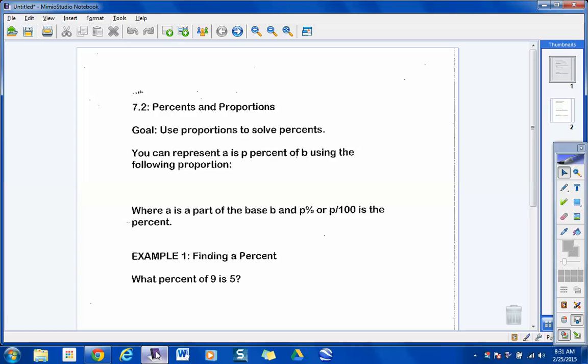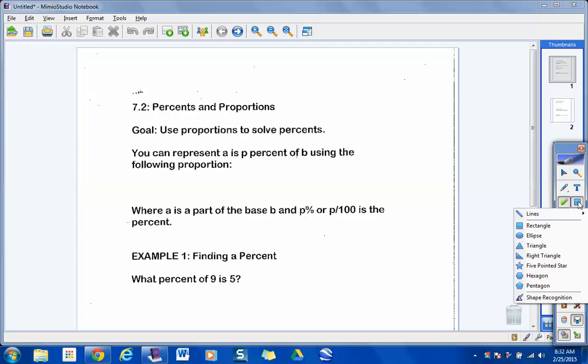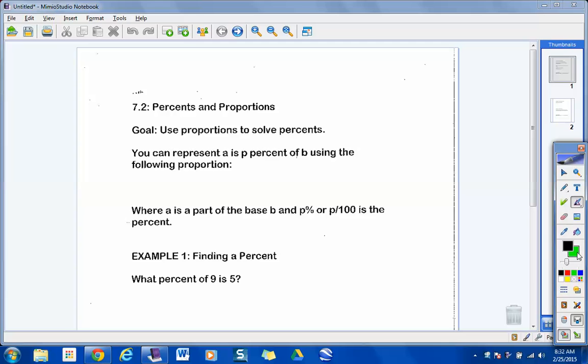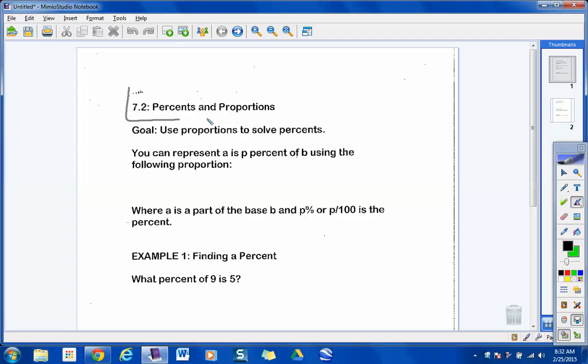Title today: some more percent stuff, but we're going to start tying percents in with proportions. You guys remember what a proportion is, right? We set a lot of them up in the last chapter, so we're going to try and tie these two things together today. The goal is to use proportions to solve percents.